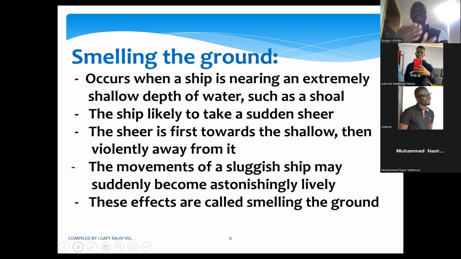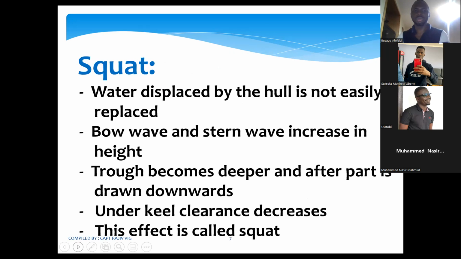It might be mostly any part of the vessel, but it's more of shearing of the vessel. So I call this terminology smelling the ground too. And this, like I said, will happen at an extremely shallow depth of water. And when you get to this place, it's almost a near miss, or it's almost a miracle if you are not going aground too.